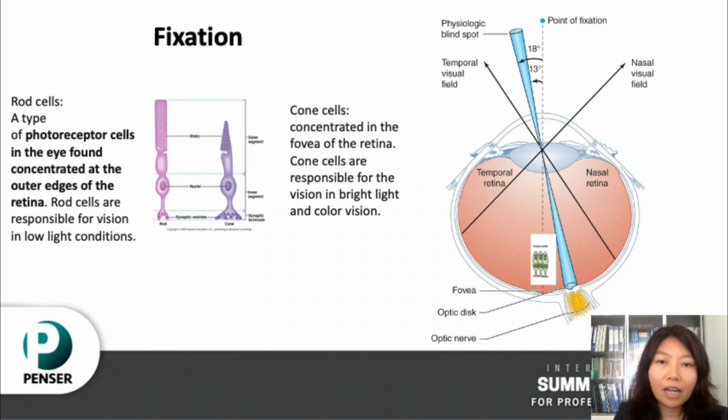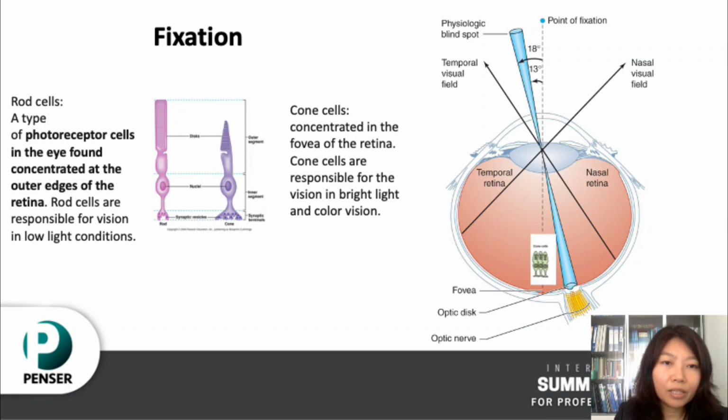So here is our eye, and this is the retina. In the retina there are two kinds of photoreceptor cells, the rod cells and the cone cells, and these two cells are different, not just in the shape of the cells but also in their functions. The rod cells are responsible for vision in low light conditions, for example, at night.